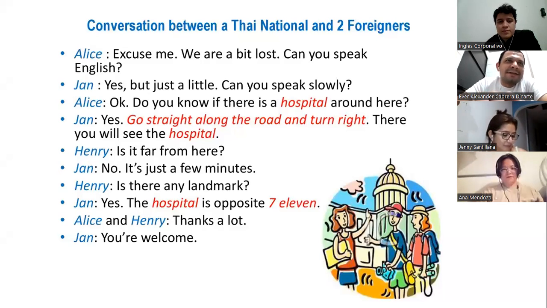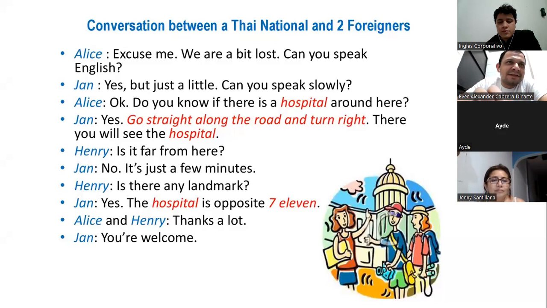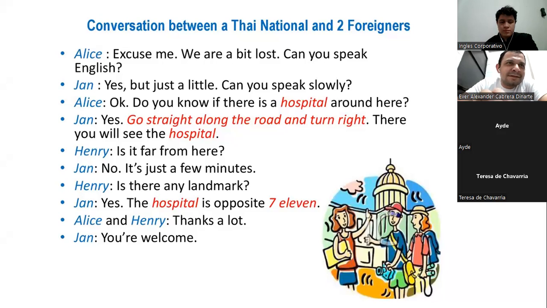Okay. Excuse me. We are a bit lost. Can you speak English? Yes, but just a little. Can you speak slowly? Okay. Do you know if there is a hospital around here? Yes, go straight down the road and turn right. There you will see the hospital. Is it far from here? Just a few minutes. Is there any landmark? Yes, it's opposite 7-Eleven. Thanks a lot.